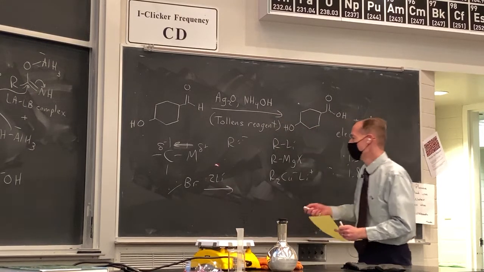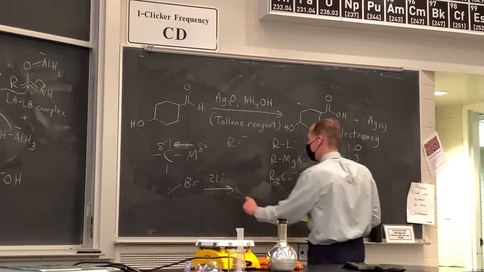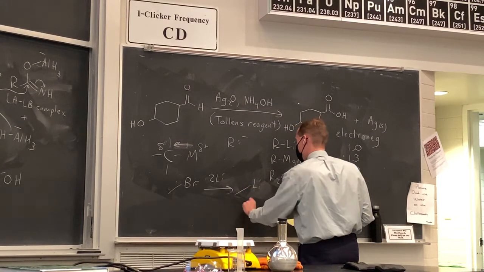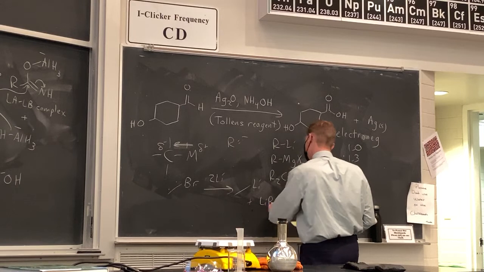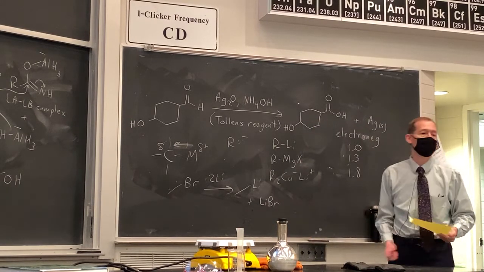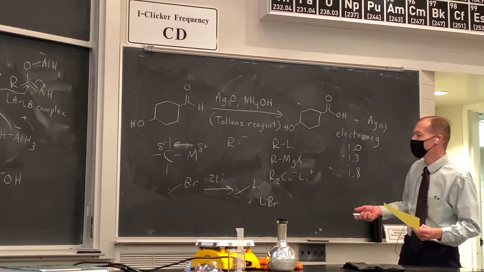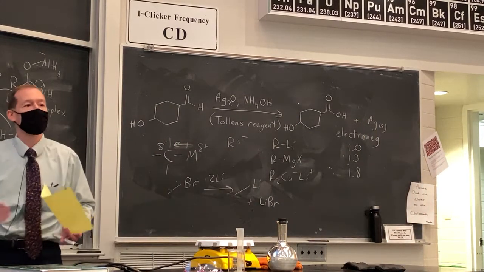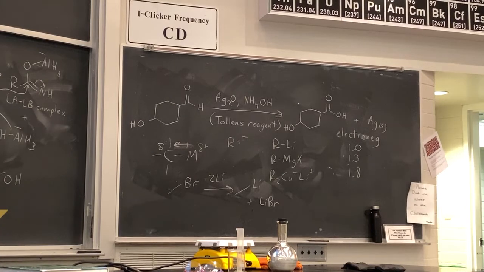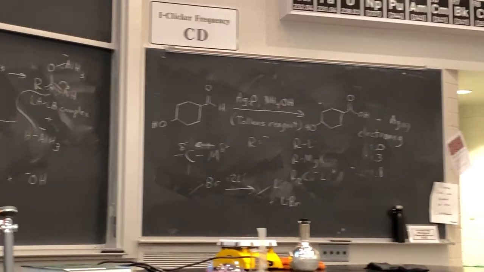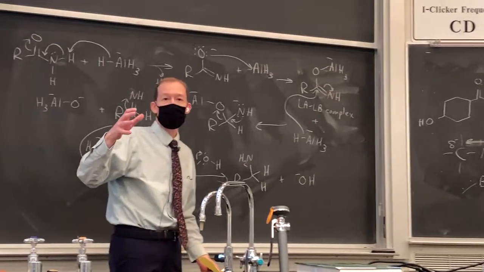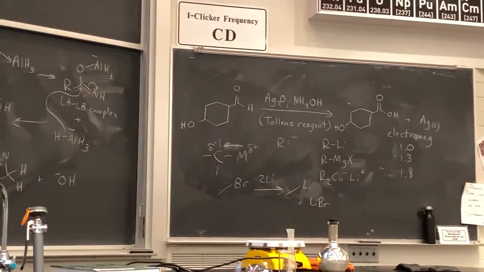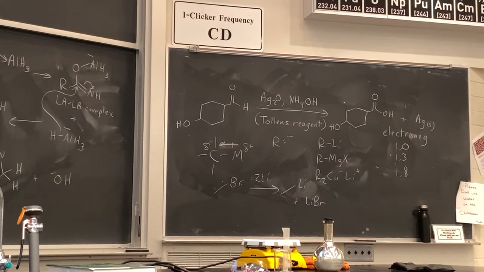If we add 2 equivalents of lithium to an alkyl halide, we will get an organolithium, and then we have a lithium halide salt byproduct, okay? We're not going to go over the mechanism of this. It's going to involve radicals and single electron transfers. So it's not something we're going to go over. The important thing to note is that we can generate an organolithium in one step from an alkyl halide, okay?